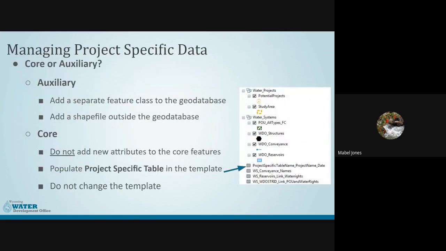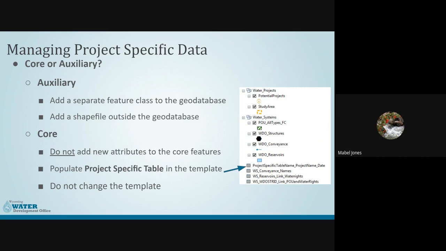So we talked about a little bit that as you're managing your project-specific data, there might not always be a good fit between the data that you're collecting and the geodatabase templates. So there can be uncertainty on what to do in that situation, and knowing how to handle that data. The correct way to handle it depends on whether you're working with core data or auxiliary data.